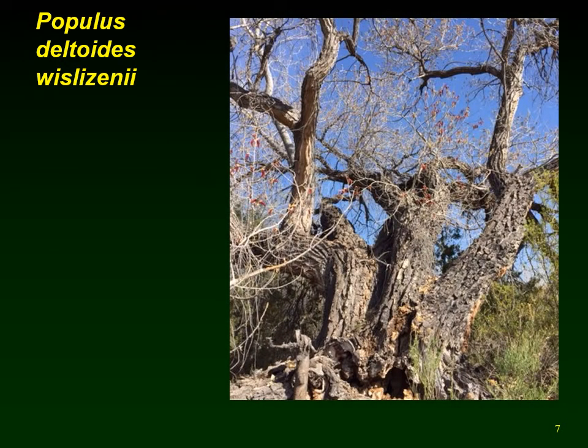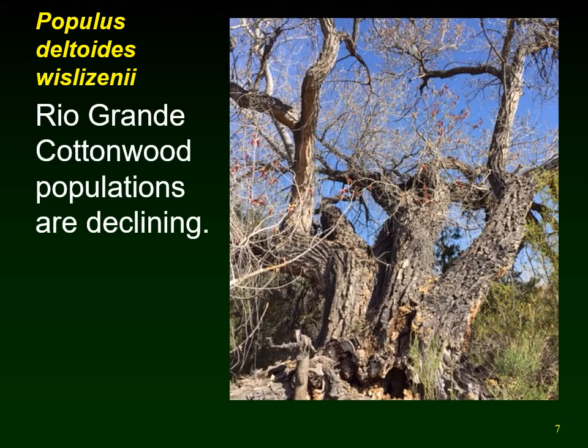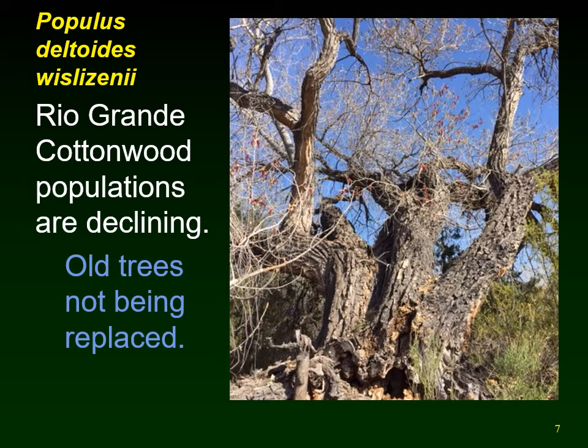Here's a big old cottonwood in the wintertime, big gnarled trunk. So you find these growing on the edge of the river, and we do find that their populations are declining. So they are disappearing as these big old ones are dying, and the old trees are not being replaced in the population.